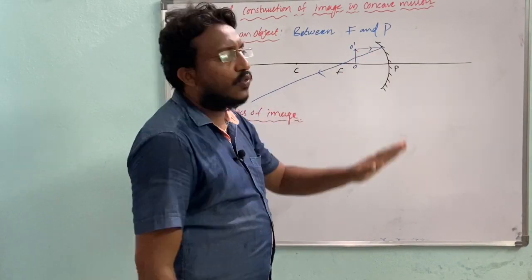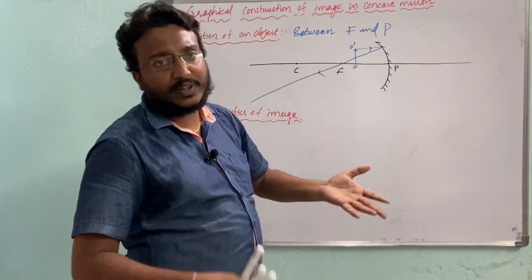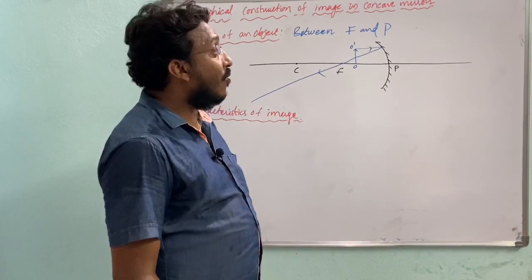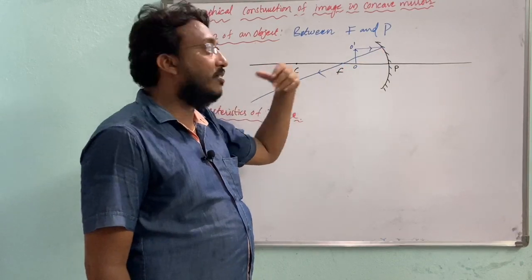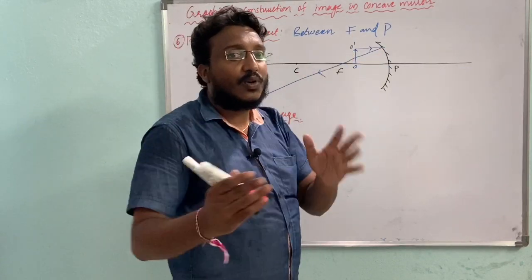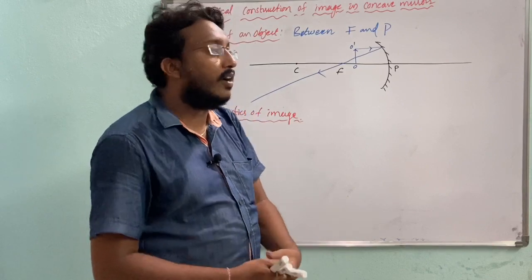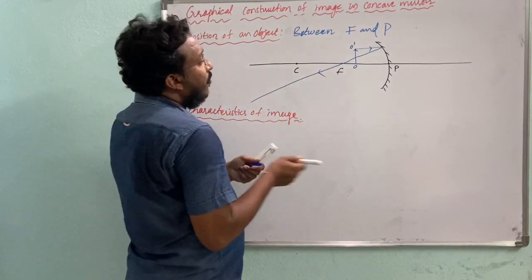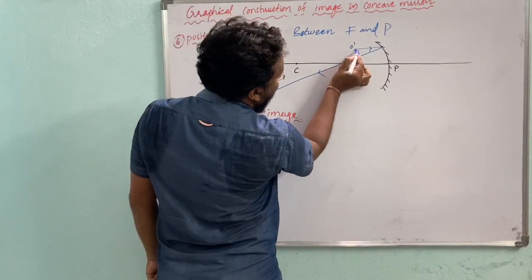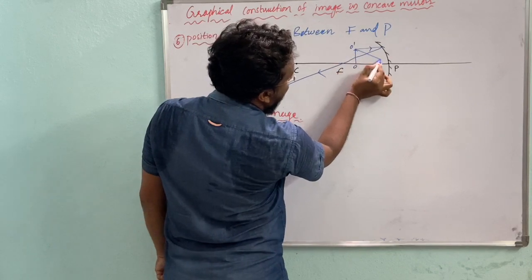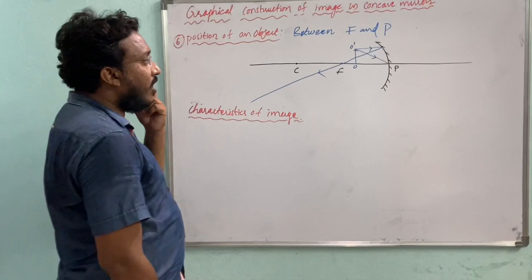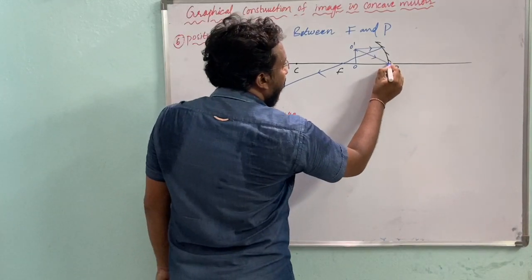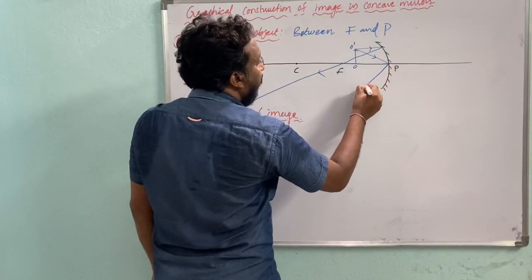Here I will use the fourth rule. If you use the third rule also, we get the image. But why am I using the fourth rule? In the previous ray diagram we used the third one, so you have to know how to use the fourth rule also. The fourth rule is very simple: the incident ray falls on the pole, then the reflected ray follows the laws of reflection.